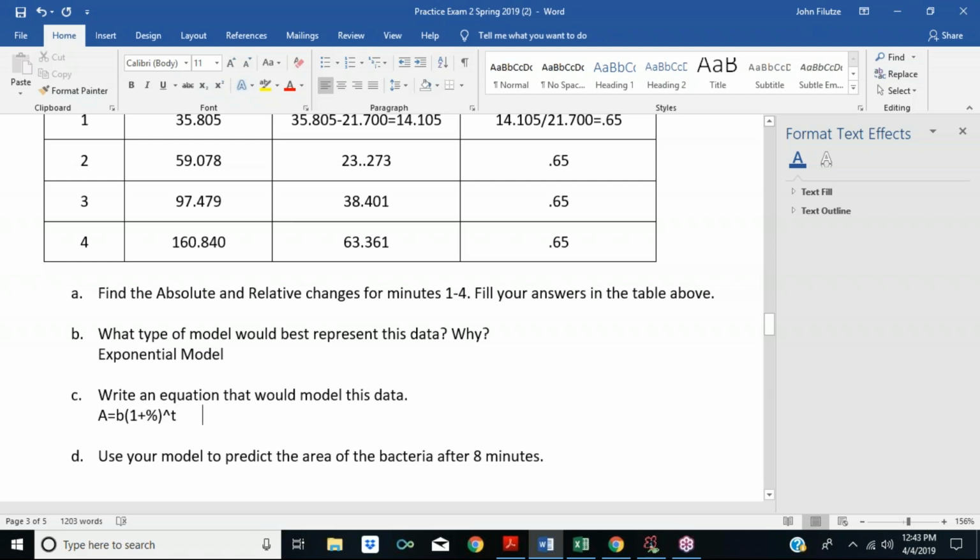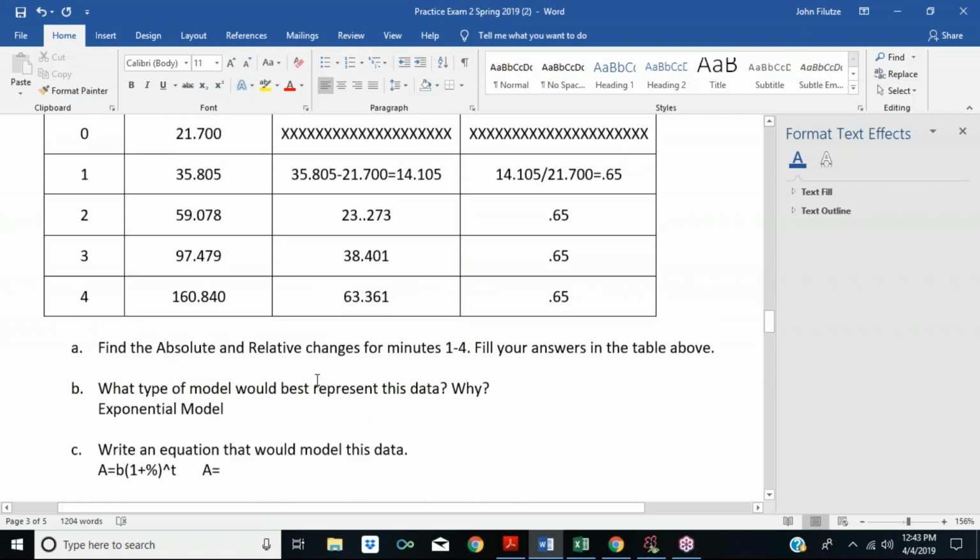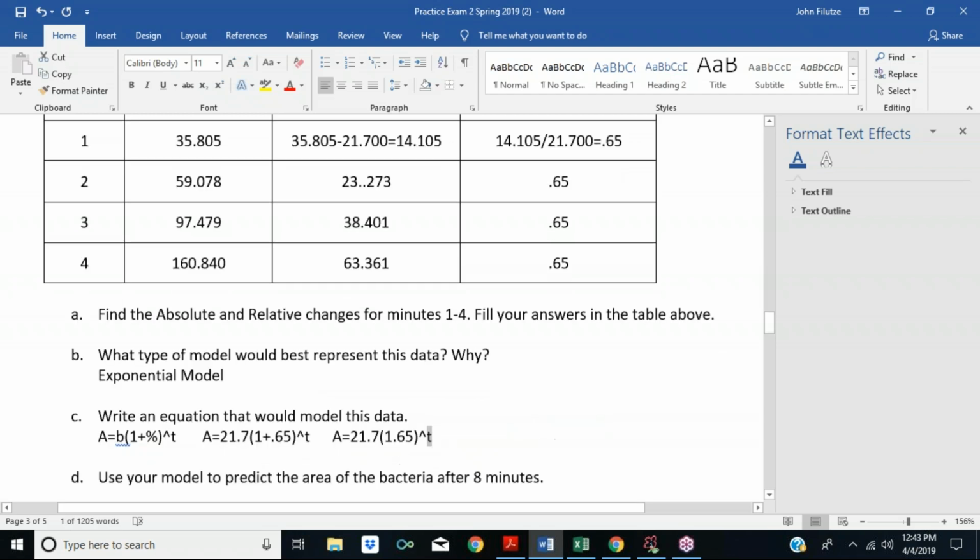So the equation for this model would be A equals the starting amount, that was 21.7, times 1 plus 0.65 to the t power. We could also write it as 21.7 and then just put 1.65 to the t power. Or we could use y for the A and x for the t.